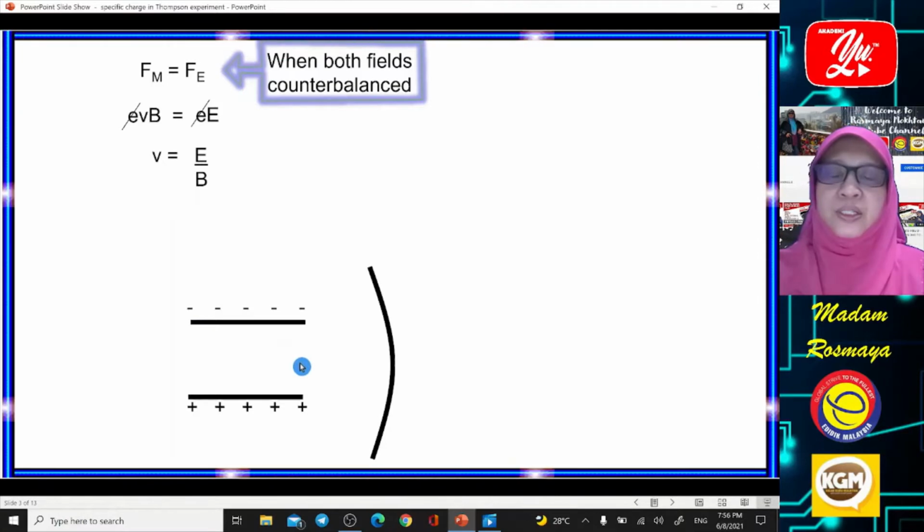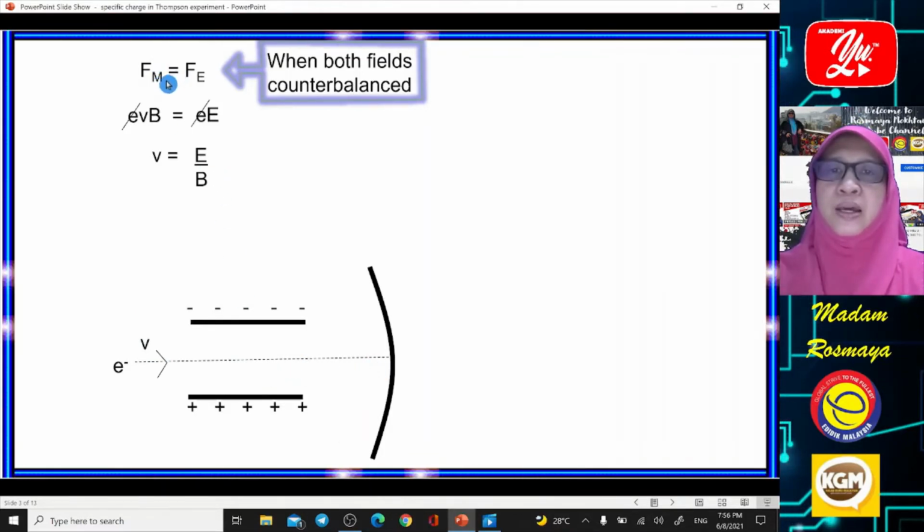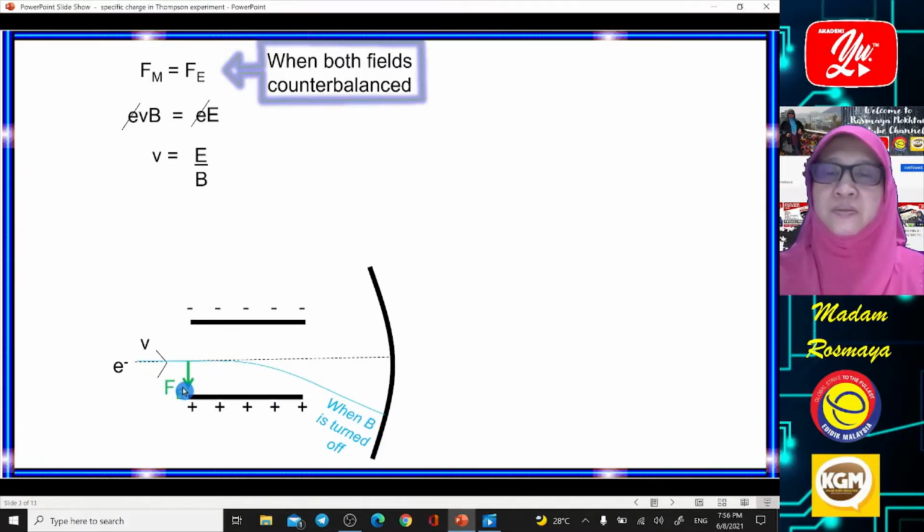Refer to the diagram here. We have the negative plate on top and the positive plate at the bottom. So the electron moves with velocity v in a straight path in the presence of both electric field and magnetic field, where they are balanced. When B is turned off, this is the path of the flow, and the electric force direction is downward because the electron is attracted to the positive plate.